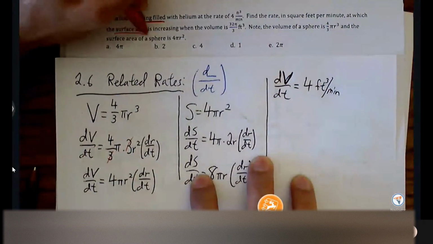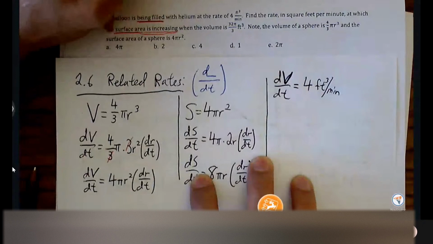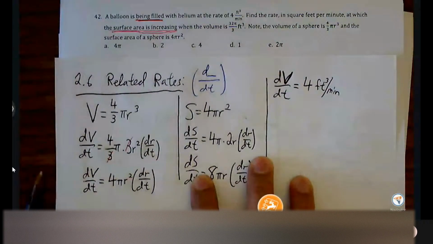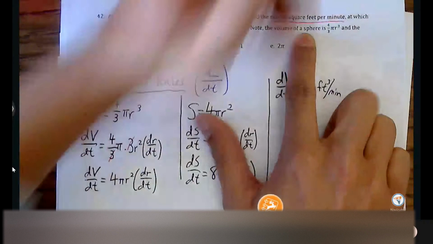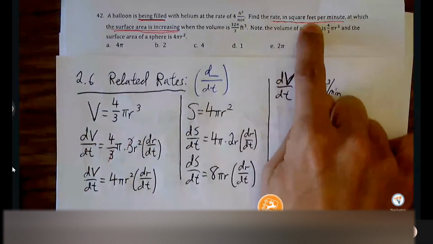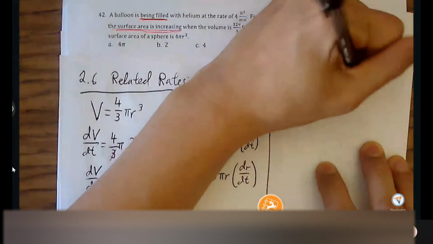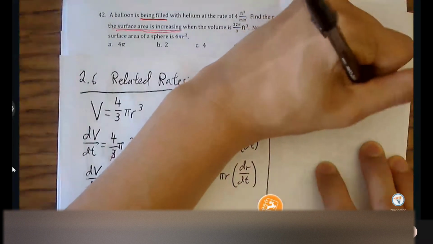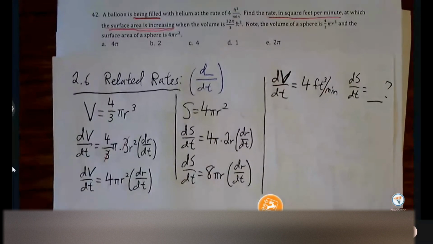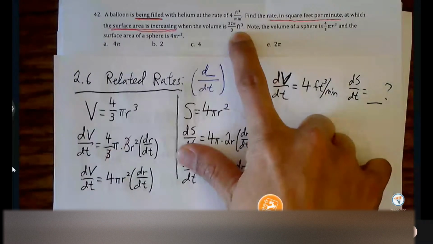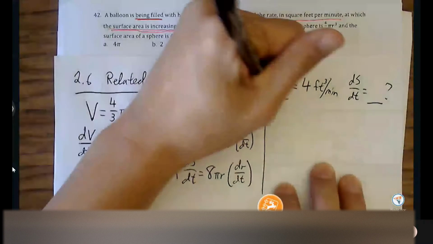Are we looking for S? It says find the rate in square feet per minute. So which variable is going to be in terms of square feet per minute? ds/dt. Yeah. Right? When the volume is 32π/3 cubic feet. So that's just V.